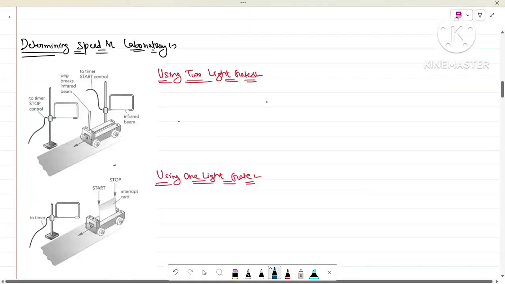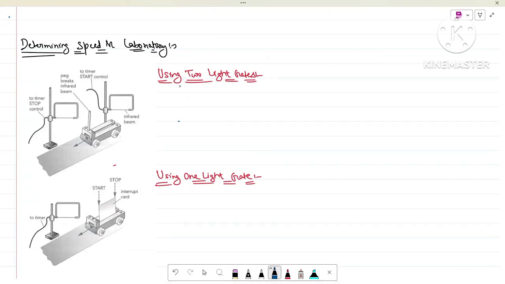Now, how can we determine speed in the laboratory? We can determine speed in the laboratory using light gates. What are light gates? These are light gates. You can see this structure. From one end, an infrared beam is being transmitted, and at this end it is being received.